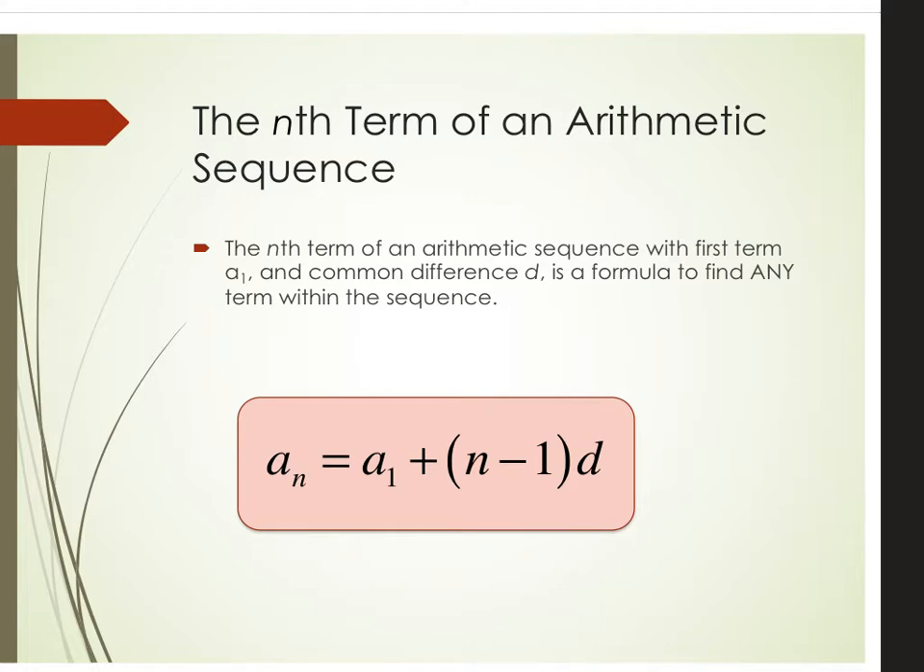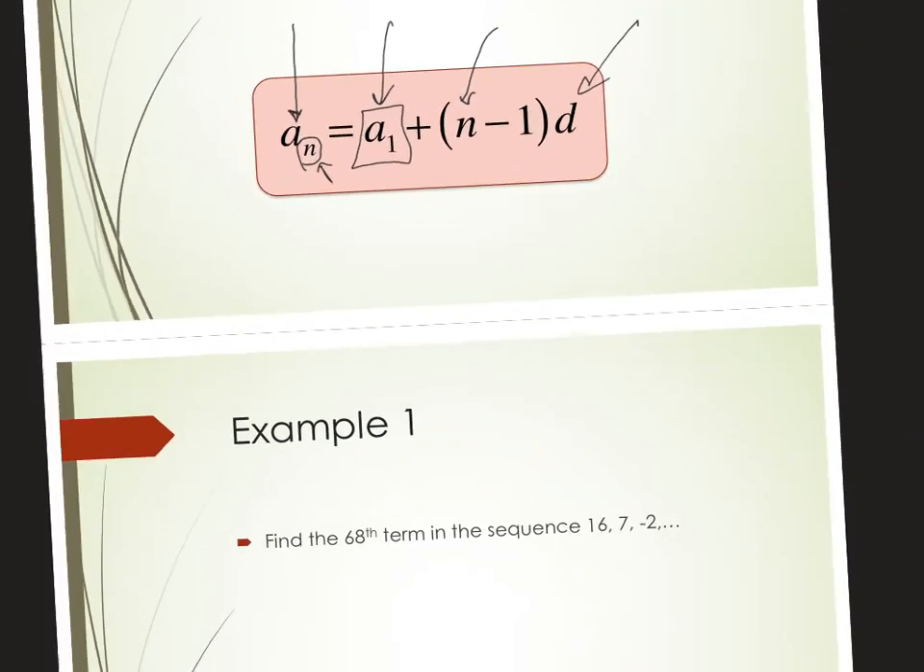So this, let me kind of point at some stuff for you. This notation means that you can find any number. Whatever n is, that's the number term that you want to find. So if you say n is 500, you're finding the 500th number in the list. If n is 1,000, you're finding the 1,000th number in the list. This represents the first number in the list. This n and that n are the same. And then d is the common difference, which you already know how to use. So let's scoot this up and try some examples.